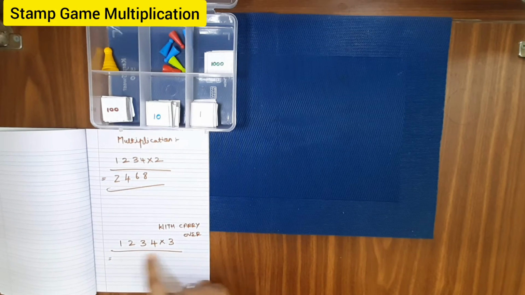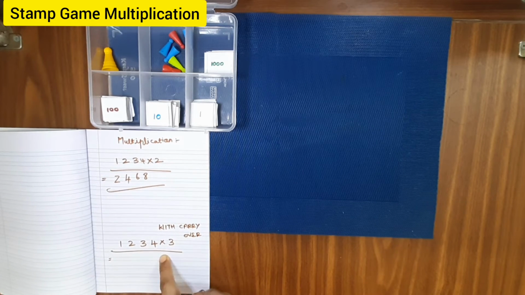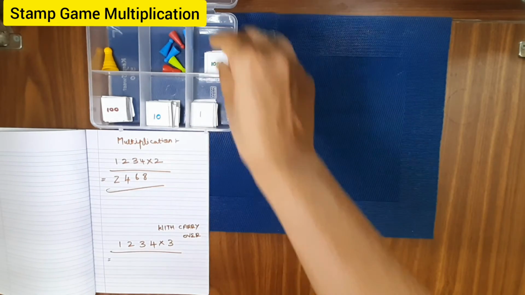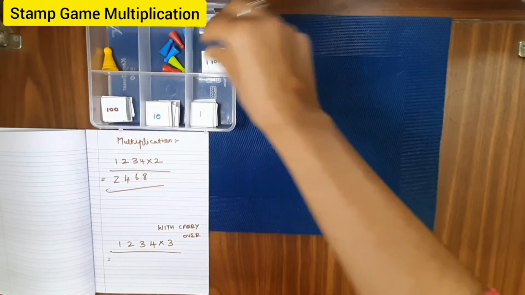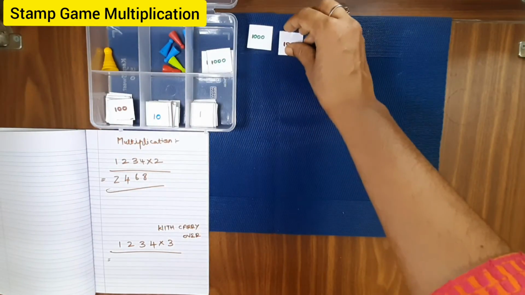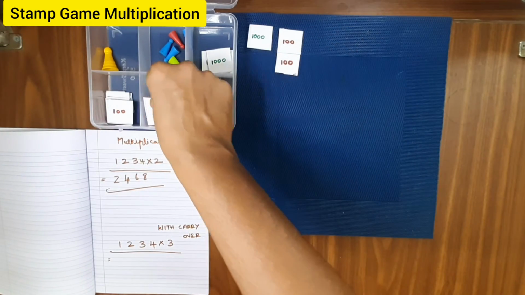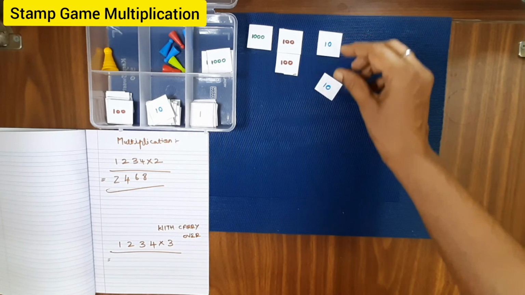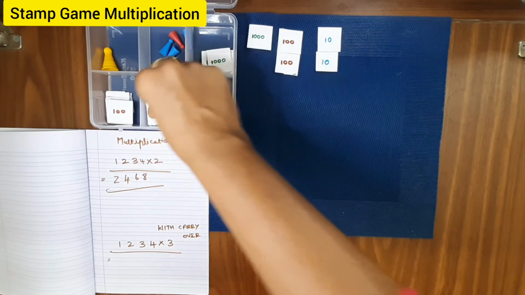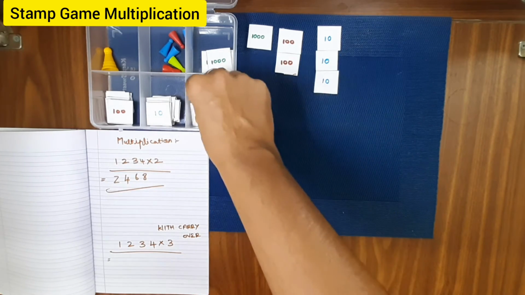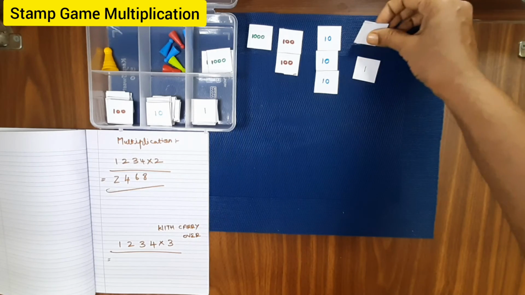Ask the child what is the number. 1234. So how many times do we have to multiply? Ask the child. So the child will say 3 times. So take that quantity. Ask the child to take the quantity. I am taking it quickly here just to show you. The child may do it slowly also. So 1000, 200s, 3 tens and 4 units.